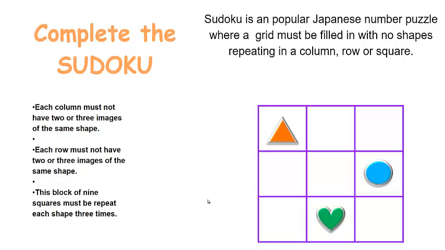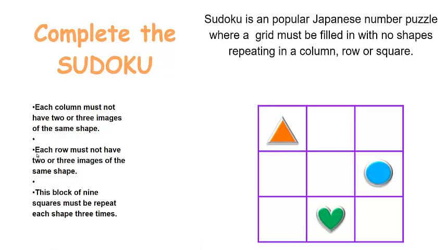This is the activity. Before solving the Sudoku, remember you need to read the instructions. At this moment, I have the instructions in my left hand. We are reading. Each column must not have 2 or 3 images of the same shape. That means you can't repeat 2 triangles or 3 triangles in the same column. You just need to have 1 triangle if you are working in a proper way.